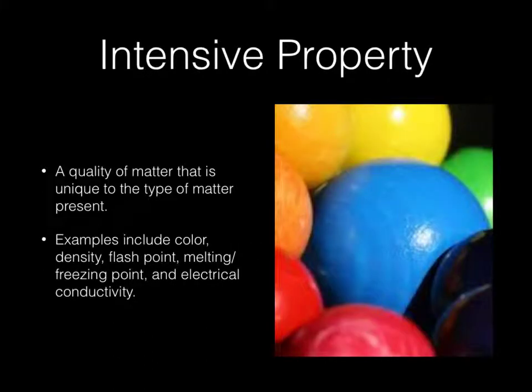The second classification of matter's properties are intensive properties. Intensive properties are unique to the type of matter, and these don't change if the amount of matter increases or decreases. Intensive properties include color, its density, its flash point, its melting or freezing point, whether it's electrically conductive, whether it's chemically reactive. These things don't change based on whether you have 1 atom of a type of matter or 100 atoms of a type of matter.